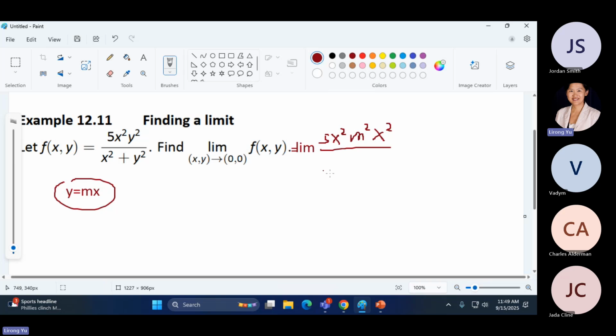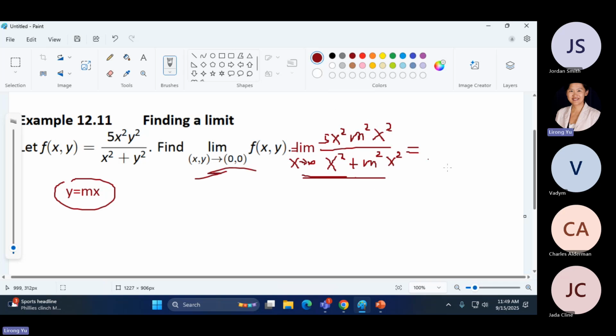And see what happens to the denominator. The denominator has lower degrees. You have an x squared plus m squared x squared. X is approaching 0, obviously. And this is always equal to this, no matter, because this is a single special situation of the approaching.